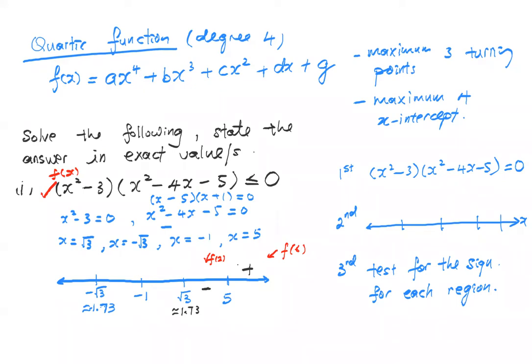Then between -1 and 1.73. So what is the best value to choose for this new region? Can someone tell me what is the best value to choose for here? Hello? Arif? The best value to choose? Yes, 0.